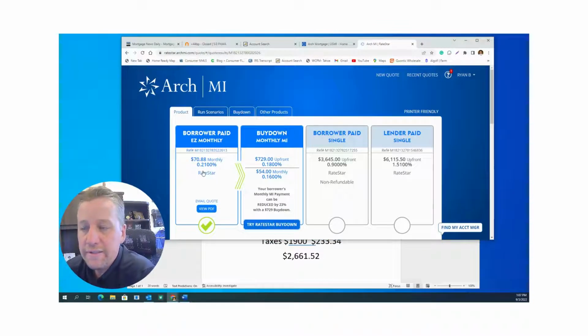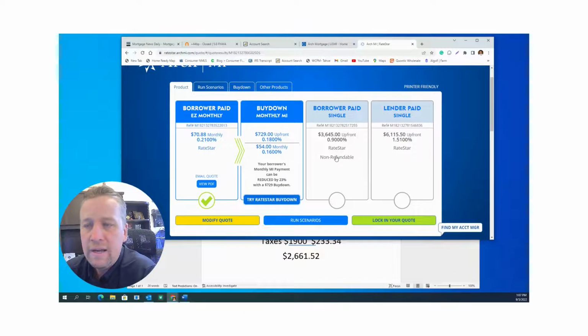So you can see here's the monthly. So this is what it would be each month. Or you can pay this amount and buy it out completely so you have no mortgage insurance for the life of the loan. It's just prepaid. You can also do a hybrid. These guys offer where you can pay a small upfront fee and then the monthly is lowered as well. So you kind of do a bridge between these two.